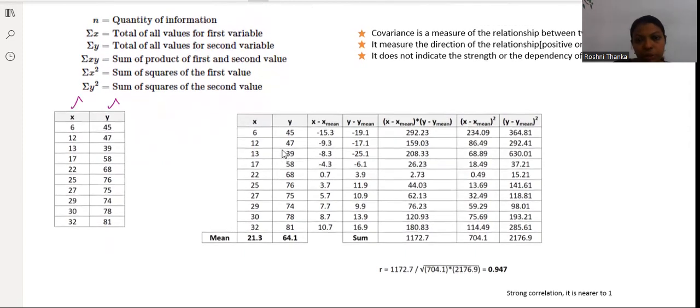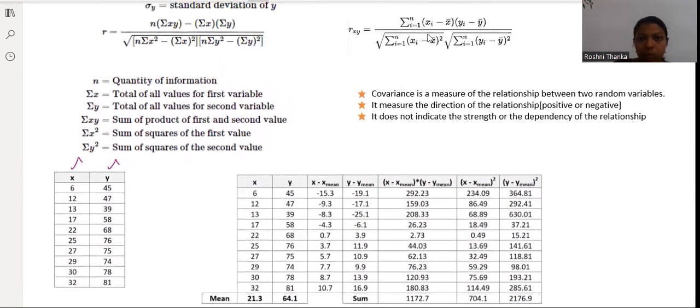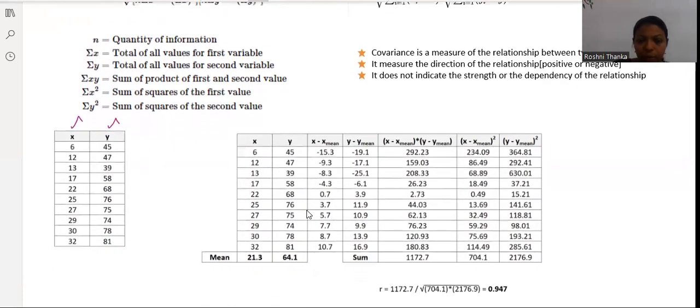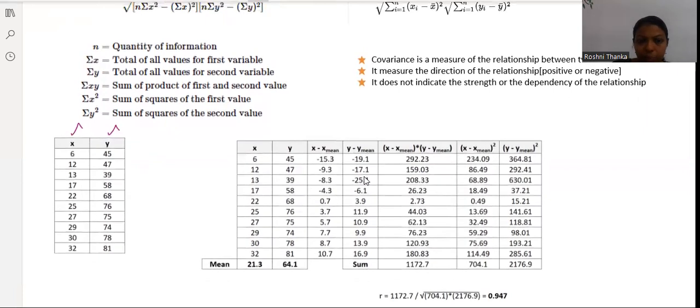If I want to apply to this formula, what are the values I want? First, this is xi. Next is xi, this is a single symbol, then yi. So first I want to find xi minus x bar. How will you find the x bar? X bar means mean. So we have to add all these values and divide by the total number of values. So that is 21.3, and the mean of this y is 64.1.